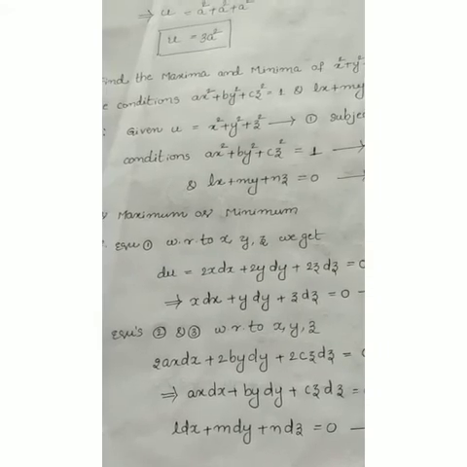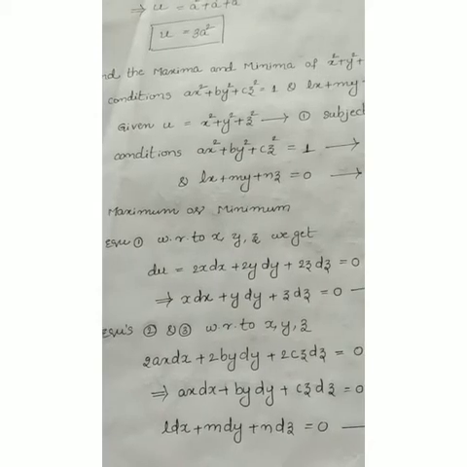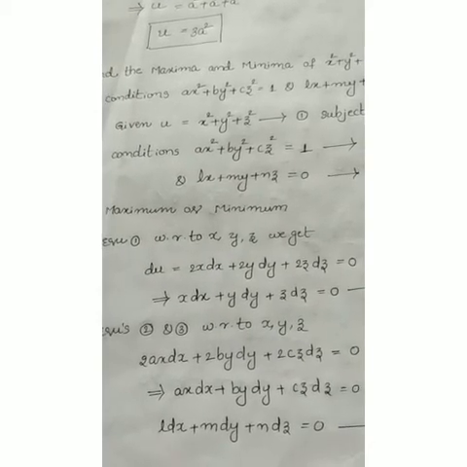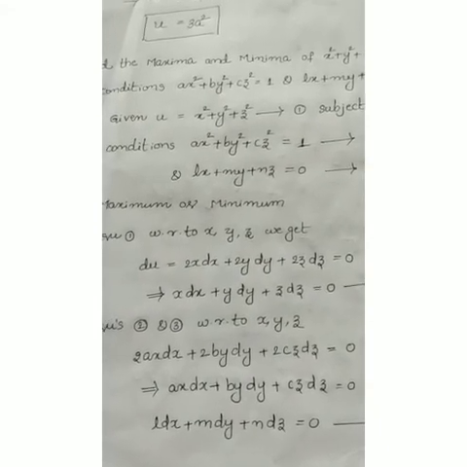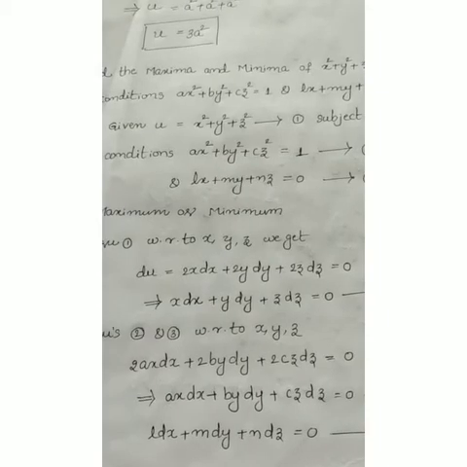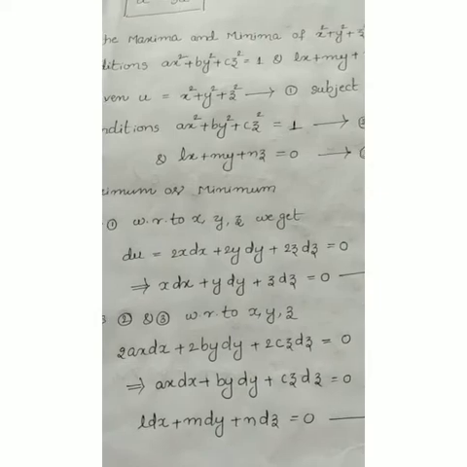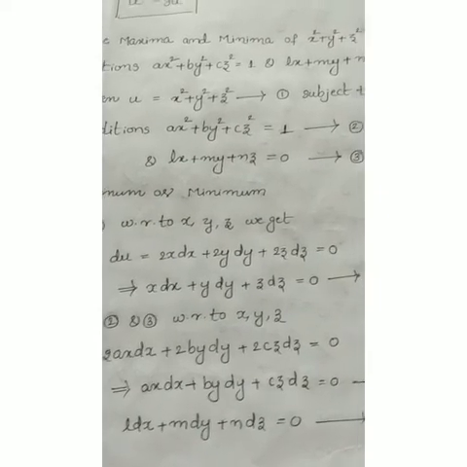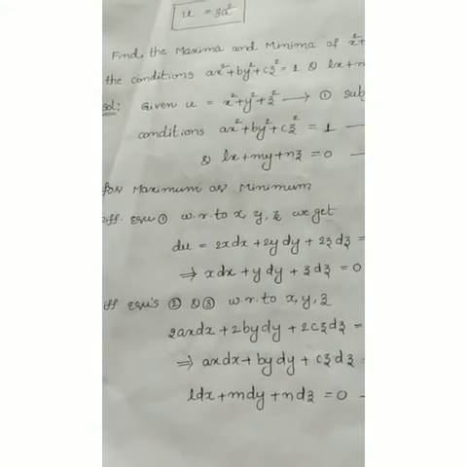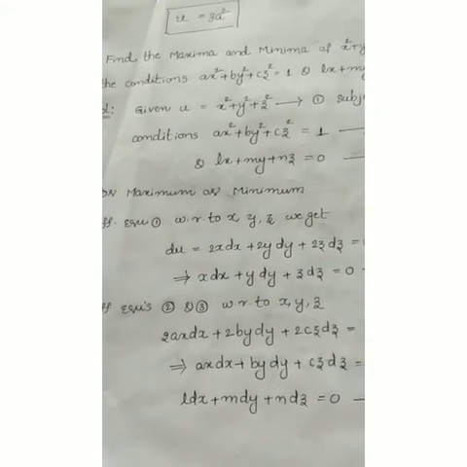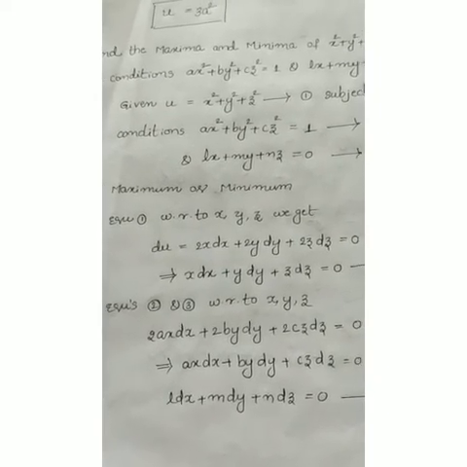Now differentiating equation 1 with respect to x, y, z, that is du = 2x dx + 2y dy + 2z dz = 0. So for finding maximum or minimum values, we have to equate the first order partial derivatives to 0. Taking 2 as common, x dx + y dy + z dz = 0, that is equation number 4. Now differentiating the 2 conditions ax² + by² + cz² = 1 and lx + my + nz = 0.